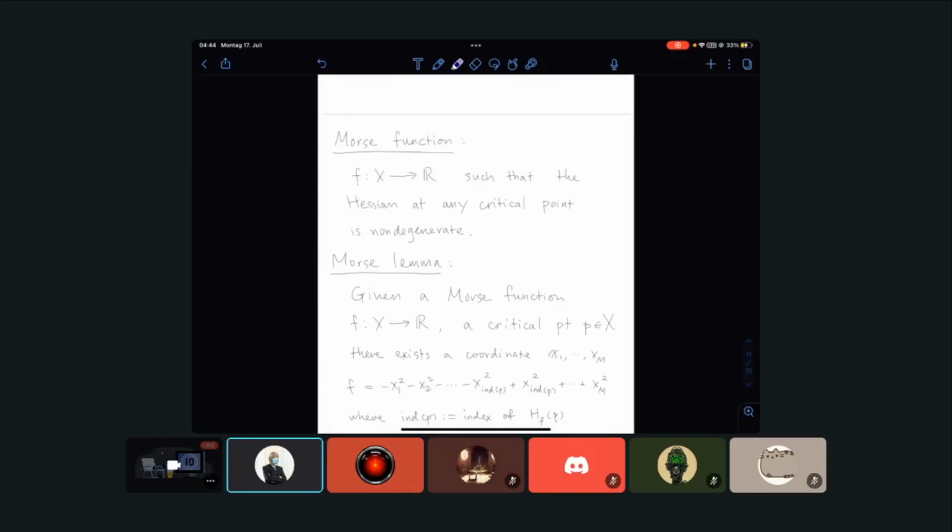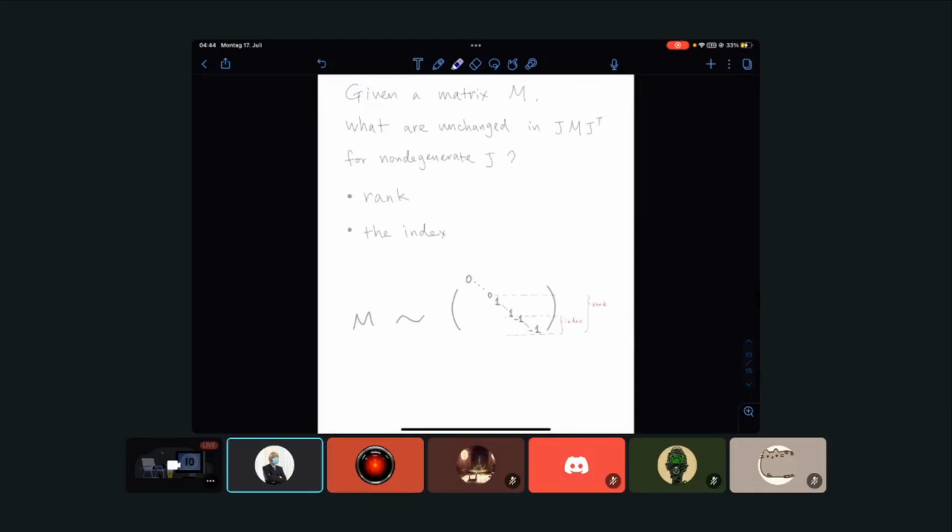Okay, so now all these things are going to come together. If we have a Morse function, the setup is the same as before. We have a differentiable manifold X embedded into some very large Euclidean space, and we have a differentiable function that maps X to R. Usually it's like a height function if we want to draw the picture. A Morse function is such a function that the Hessian at any critical point is non-degenerate, which means the rank is maximal. So we just don't have these guys.